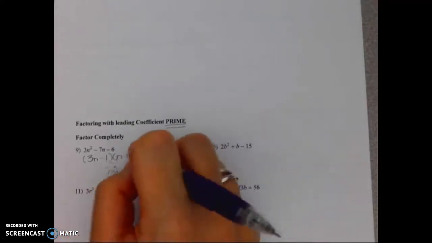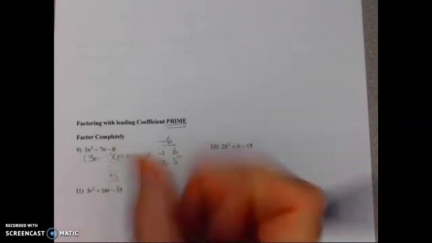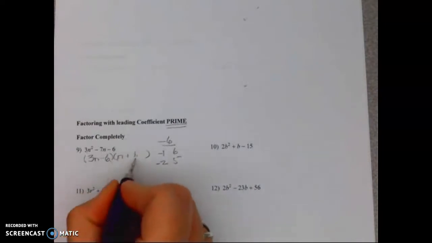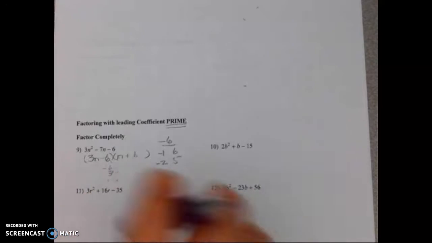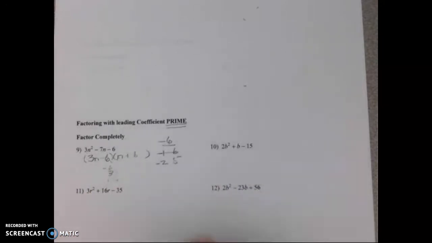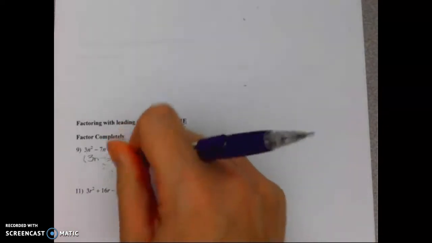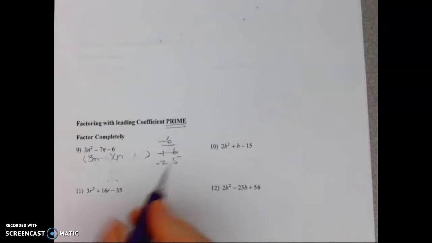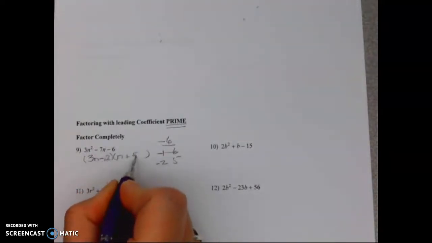Boo, that didn't work. I wonder if I switch the 6 and the 1, will it work? Put the 6 here and the 1 here. 3, -6, boo, that didn't work, so this doesn't work. We need to try 2 and 5. You're checking your loops. -2, +5.